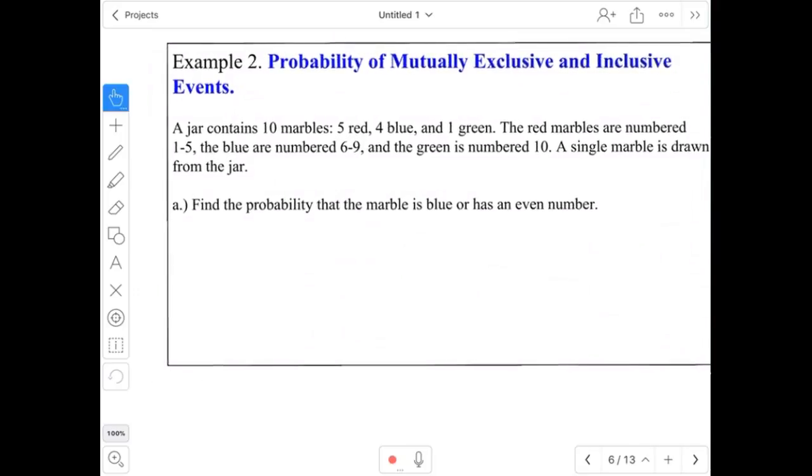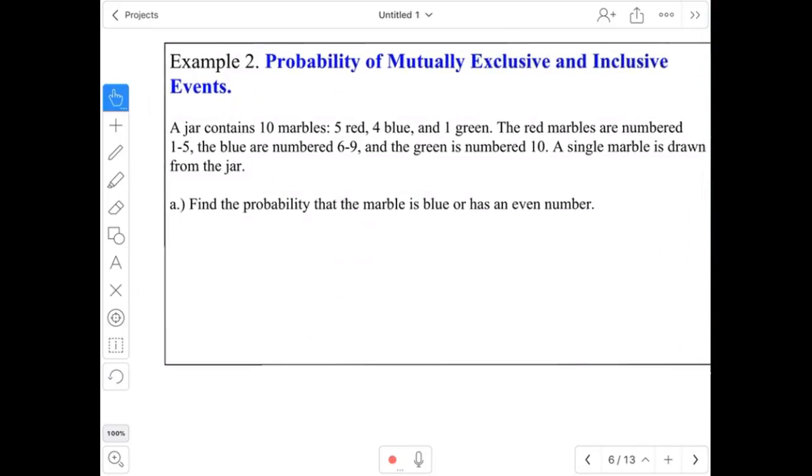All right. The jar contains 10 marbles, 5 red, 4 blue, and 1 green. The red marbles are numbered 1 through 5, the blue marbles are numbered 6 through 9, and the green marble is numbered 10. A single marble is drawn from the jar. Find the probability that the marble is blue or has an even number.